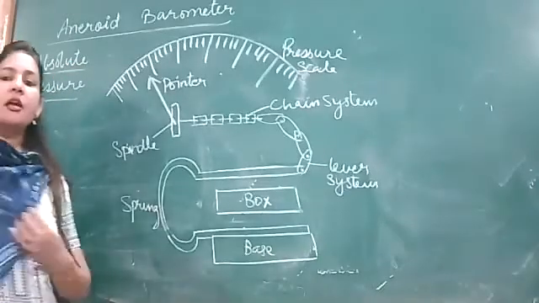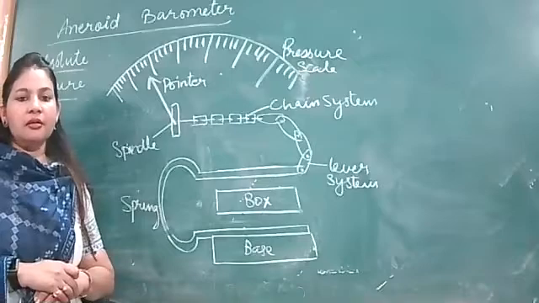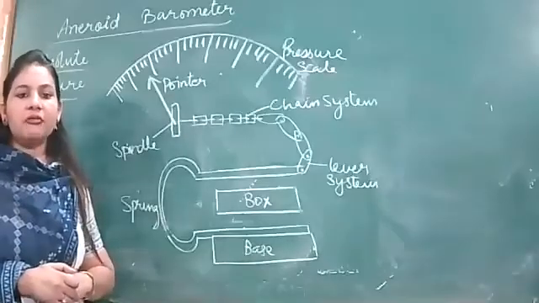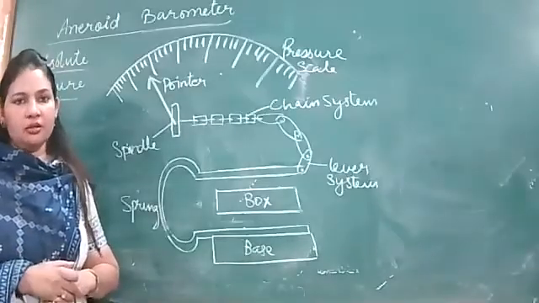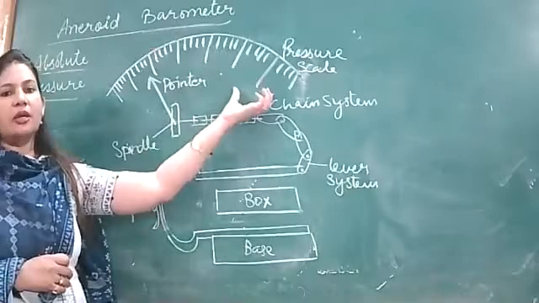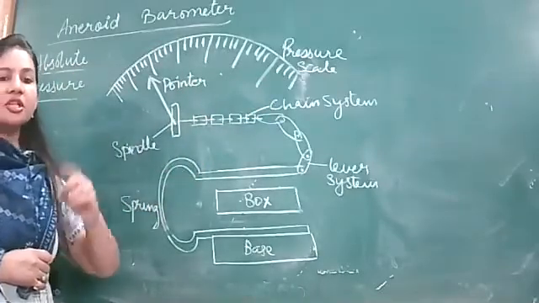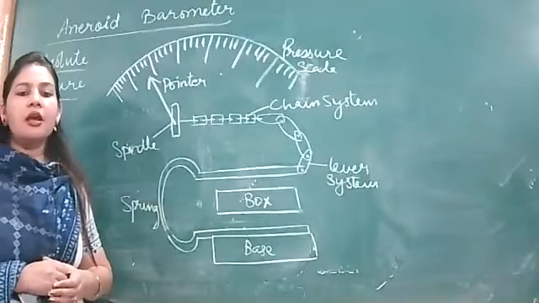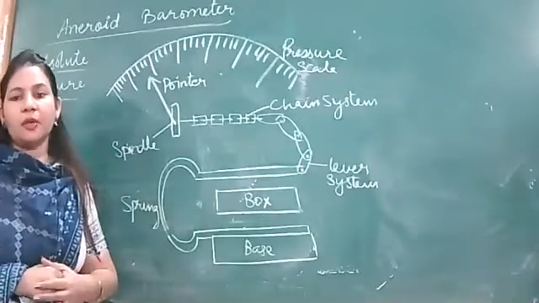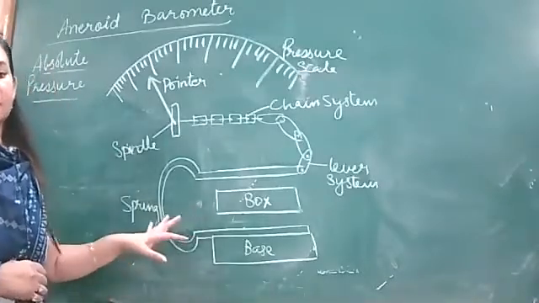So we have seen that using a barometer, for example, Torricelli's barometer, we can find atmospheric pressure. By using aneroid barometer, we can find absolute pressure at a place. Now, which is the device that is used to find gauge pressure? But if it is clear, first of all.